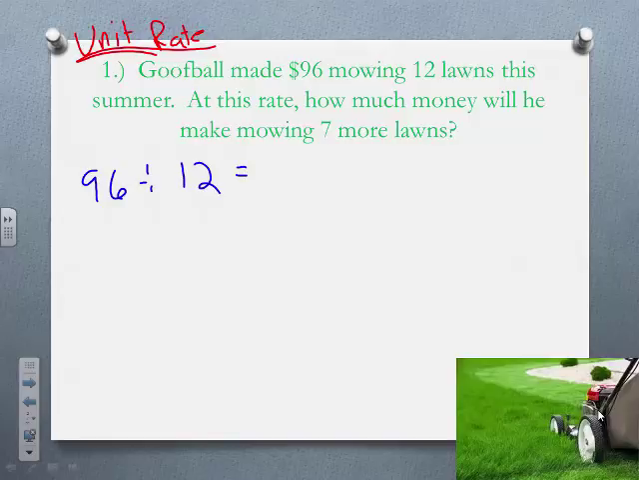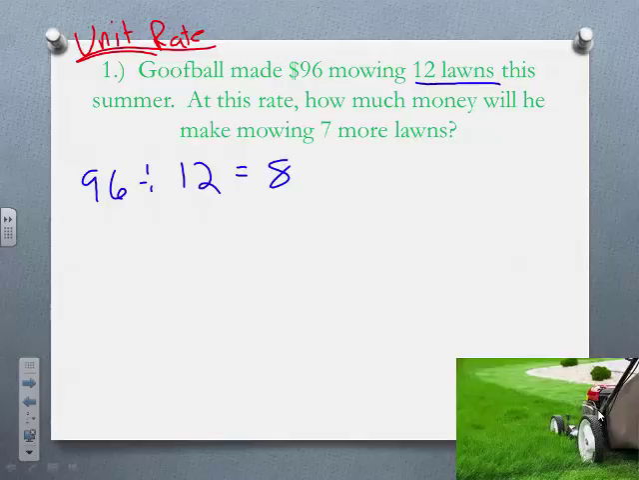Anytime you do that, you want to divide. Dividing by what you're talking about. So here we're talking about 12 lawns. If we divide by that number, it'll tell us 1 lawn. Divide by 12, it'll tell you how much 1 of those is. So if we divide this by 12, 96 divided by 12 is going to give us 8.